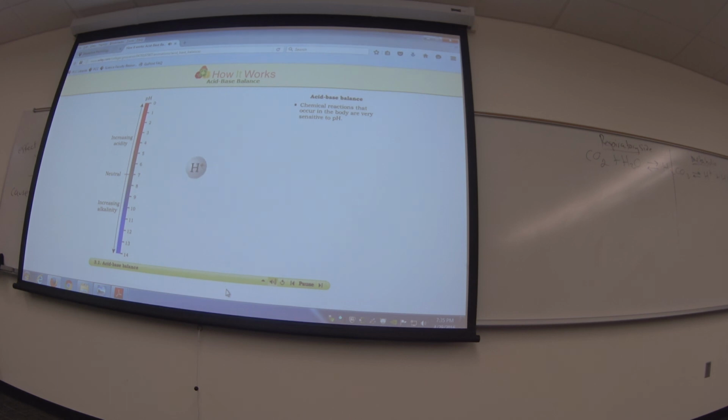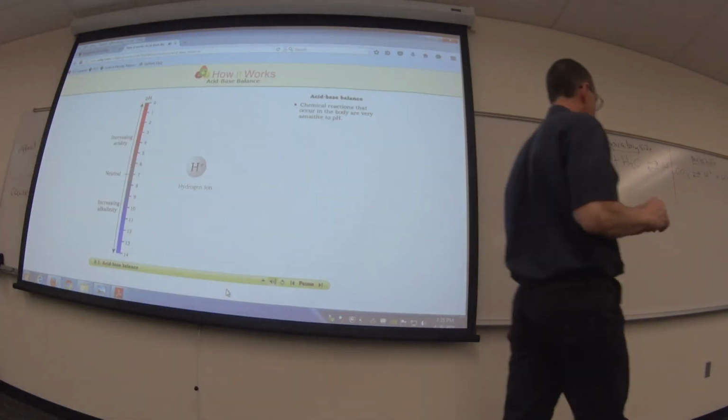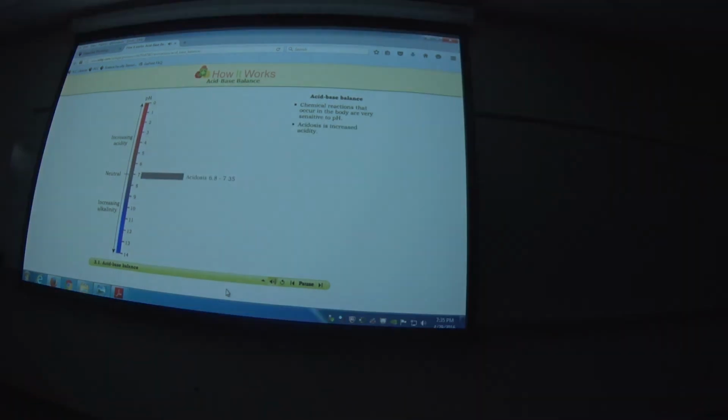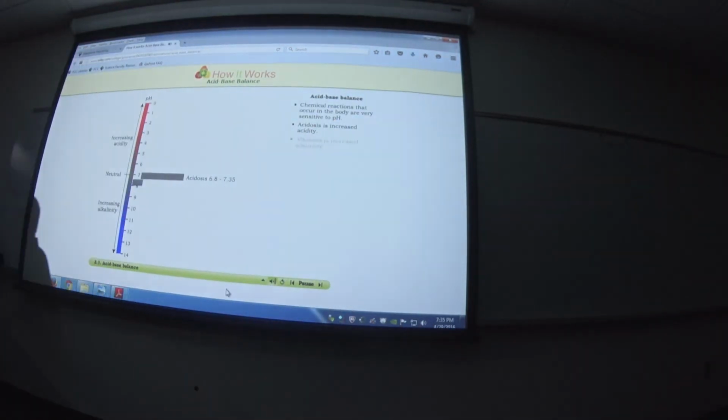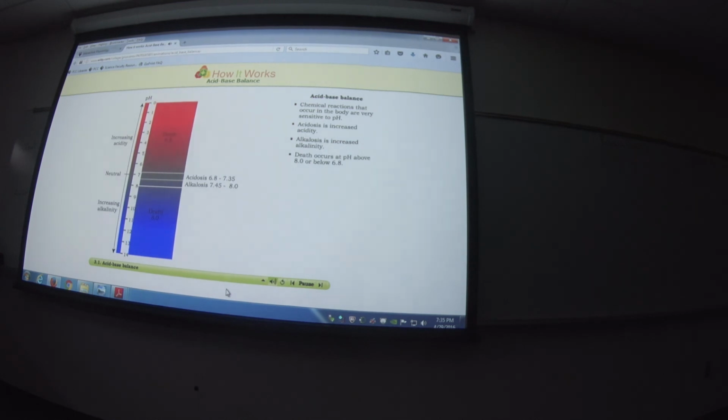Chemical reactions that occur in the body are very sensitive to pH. Increased acidity is referred to as acidosis. Increased alkalinity is referred to as alkalosis. Small variations in the pH of blood can be fatal. Death occurs when the pH of blood is above 8.0 or below 6.8.